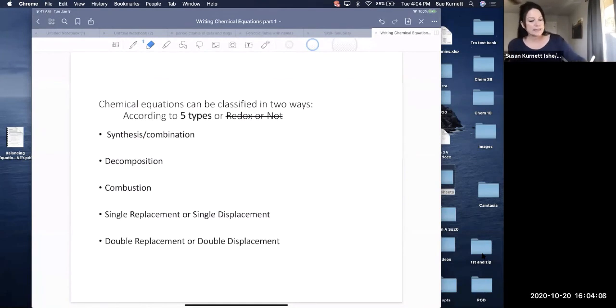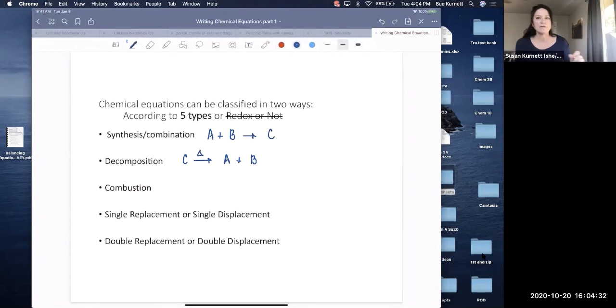The first one is synthesis. Synthesis is simply we have 2 small things that combine to make something larger. It doesn't have to be 2 things make one. It just has to be, I start with several things and they combine to synthesize or to make something new. Decomposition is the opposite of synthesis. It's where something large breaks apart into smaller pieces. A lot of times that involves heat, but not always.